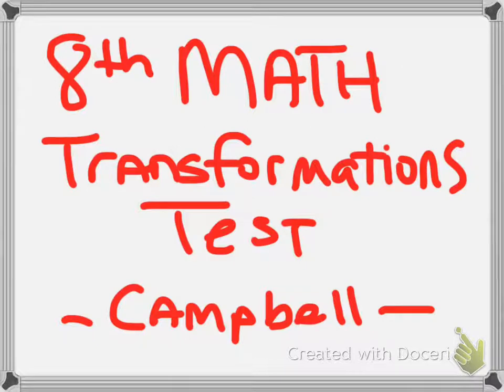F: the second pentagon M'N'P'Q'R' is larger than pentagon MNPQR because the scale factor is greater than 1. G is smaller because the scale factor is less than 1. H is smaller because the scale factor is greater than 1, or J is larger because the scale factor is less than 1.